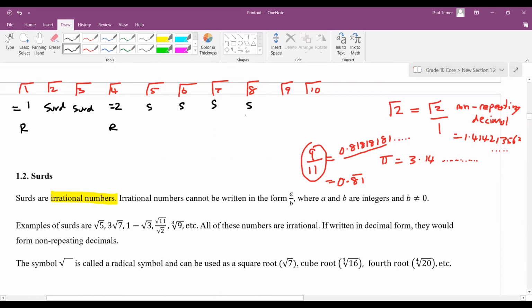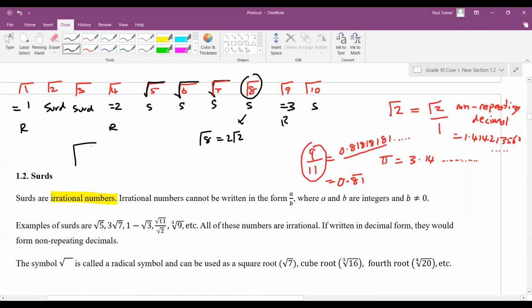Root 8 is also a surd, but when we're doing this work in this section, we try to simplify. So root 8 can be written as 2 root 2. I'll show you how later. Root 9 is rational because root 9 equals 3. So that's a rational number. But these are surds because they have root signs. These are all surds. Root 10, that's a surd as well.